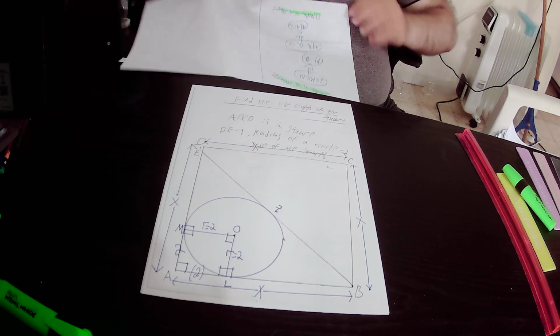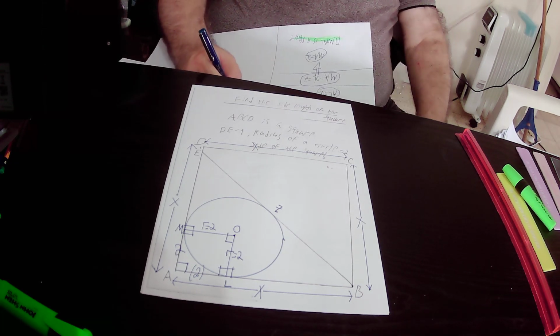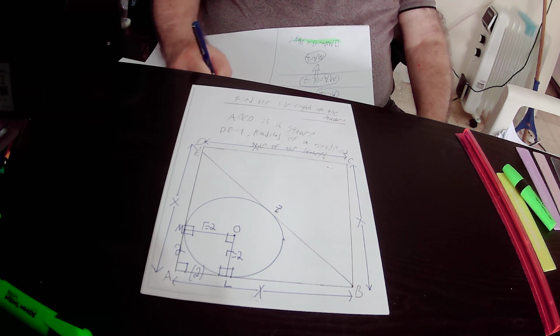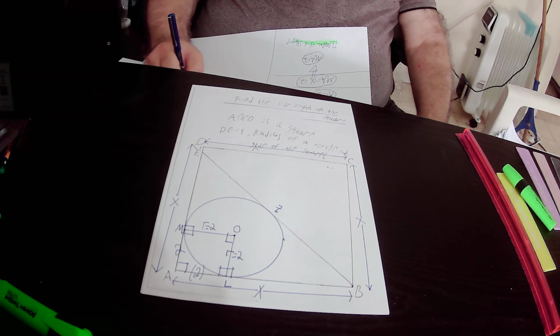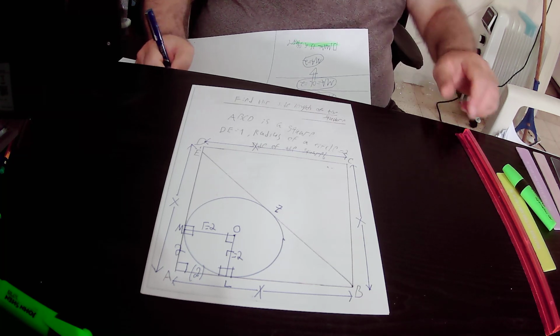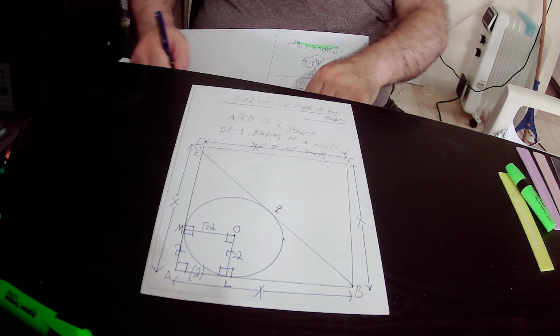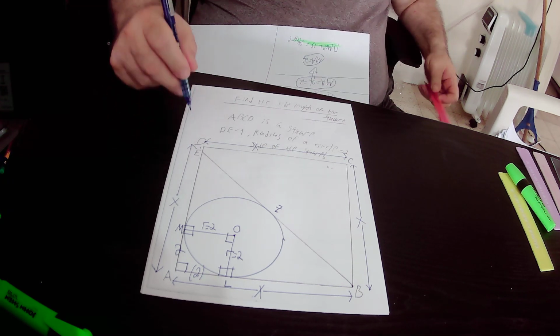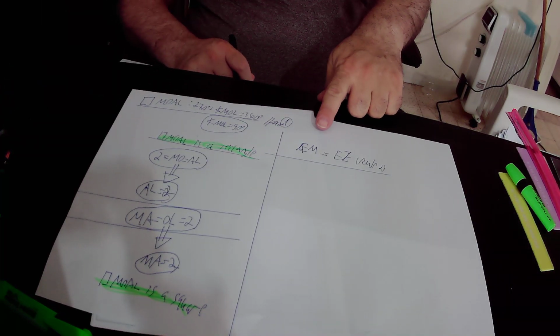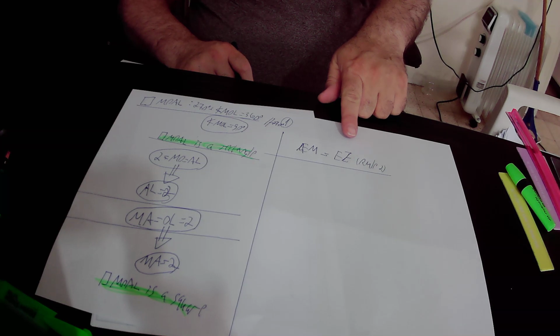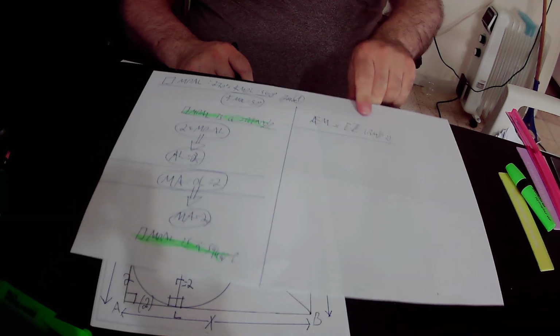And actually, according to rule number 2, tangent EM must be equal to tangent EZ. Repeat again. Tangent EM must be equal to tangent EZ according to rule number 2.